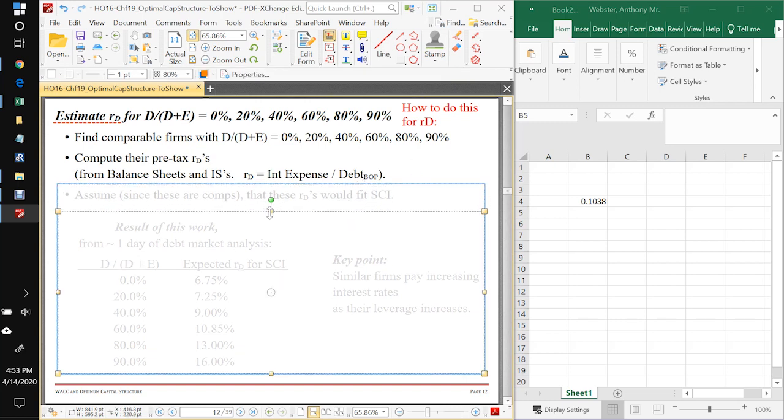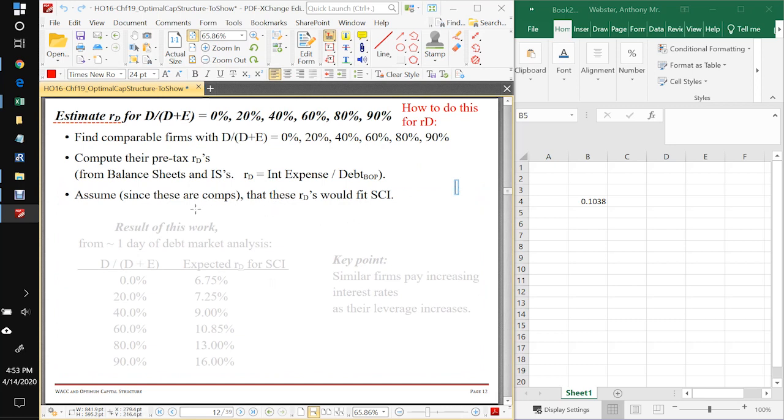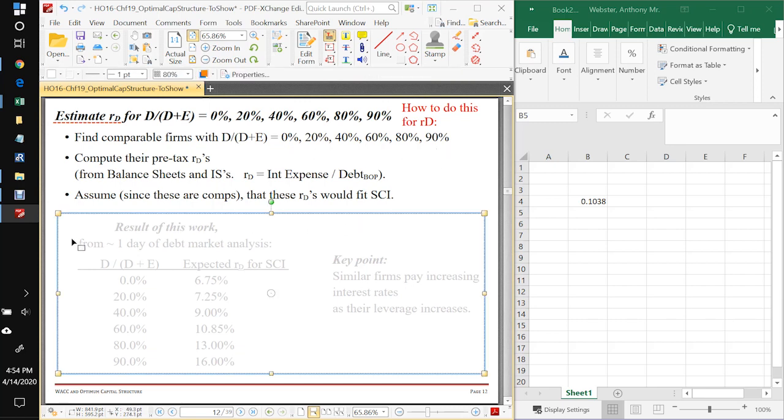And we're assuming, since these are comps, we went out and did this for comps, okay? They're in the same industry, they have similar customers, similar products, stuff like that. The only difference is they've chosen to capitalize themselves in a different way. So since they're comps, we assume that if SCI were levered the same way, its cost of debt capital would be the same. So this is a comps-based, marketplace-based analysis to find this data, okay?